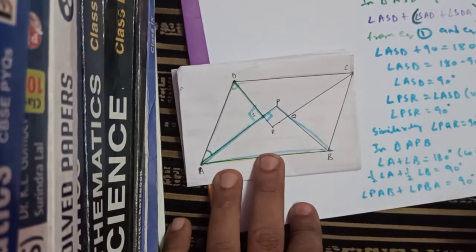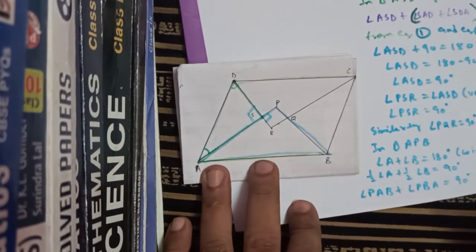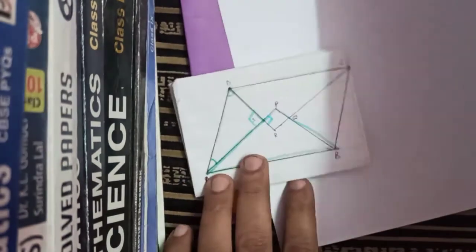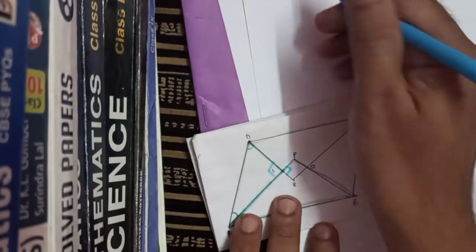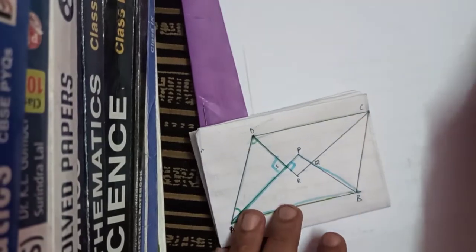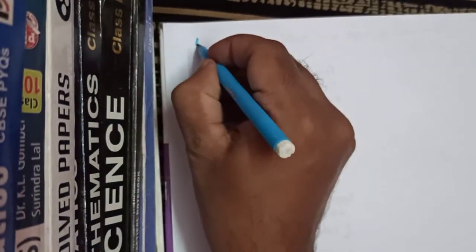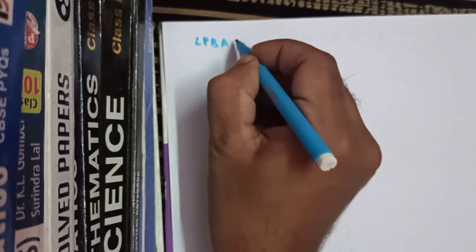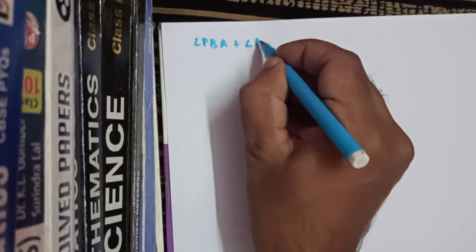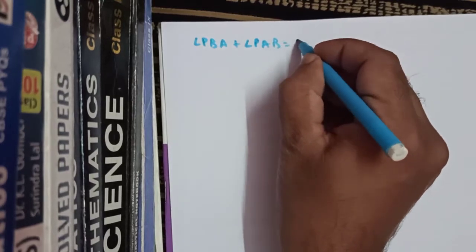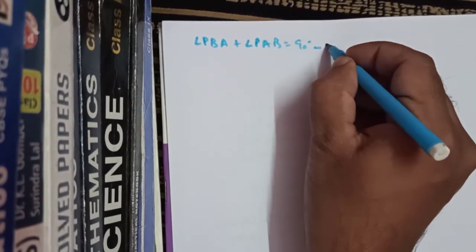Now if we take a triangle APB, first we will write the result which we have concluded. PAB and PBA is 90, this we have calculated. Angle PBA plus angle PAB is 90 degrees. This we have taken as equation number 3.